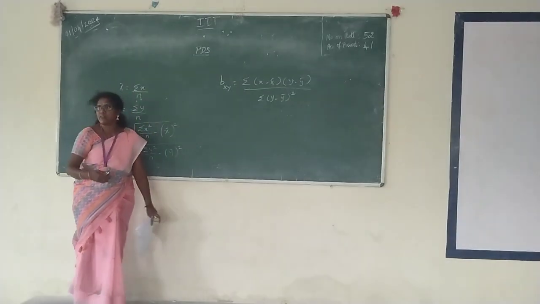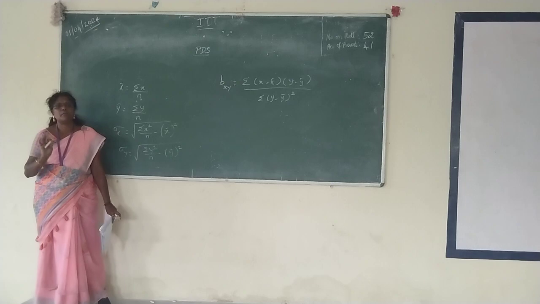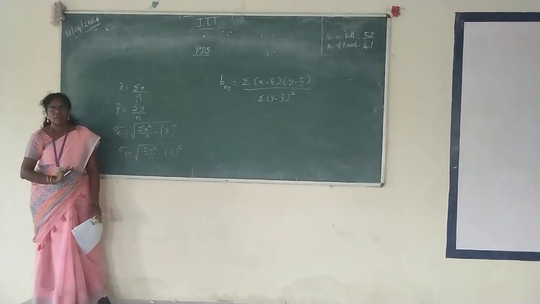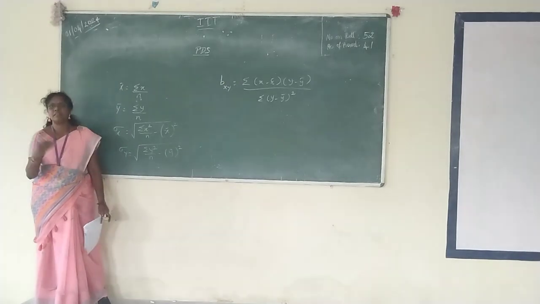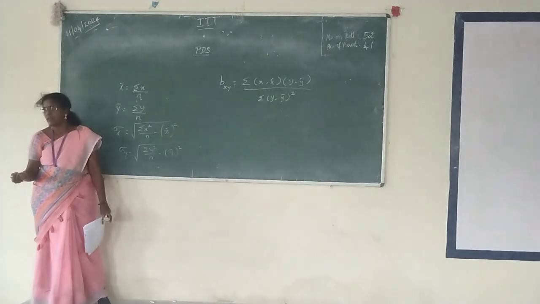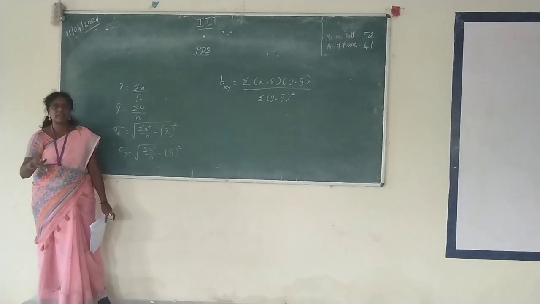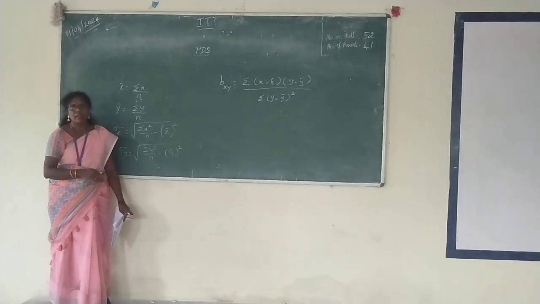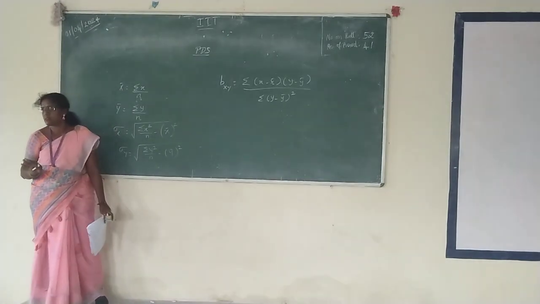There are different ways of getting the values. You can use any formula to get your answers. If you want, you find r and then come to bxy and byx from that, or you find bxy and byx and then using that you find r. Anyway, if you do, you will be given the marks.